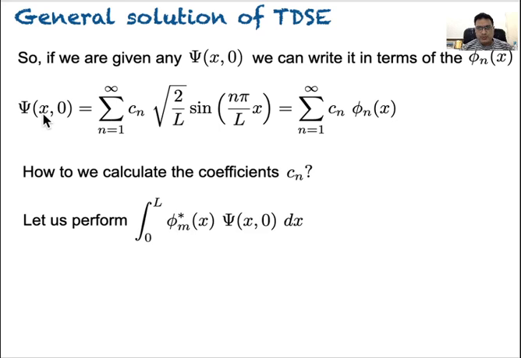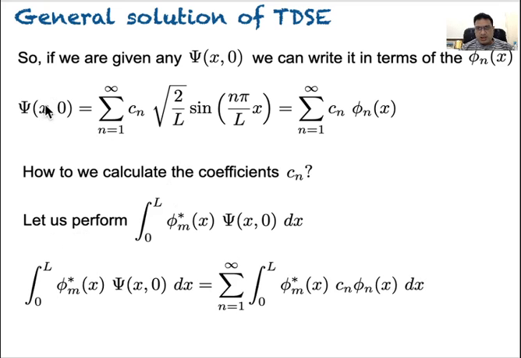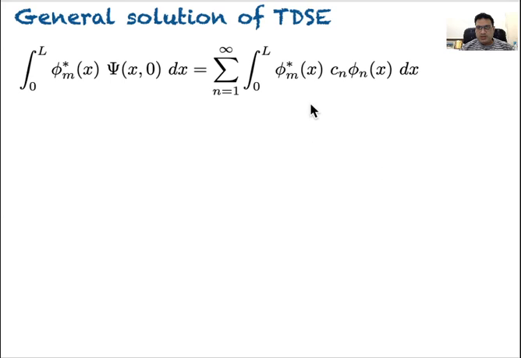So what we are going to do is multiply psi of x at 0 by phi m star of x from the left, and then we will take the integral from 0 to L over dx. So from the left hand side we have multiplied this, and it means that on the right hand side we multiply by phi m star of x, and we are going to perform the integral over dx. This is what we have done in the last slide.